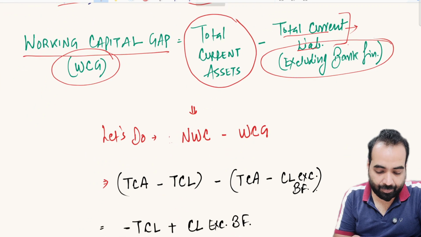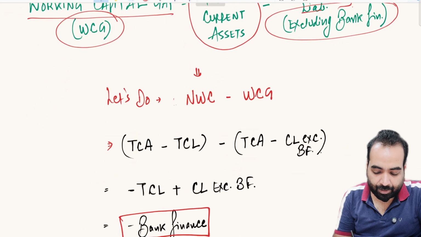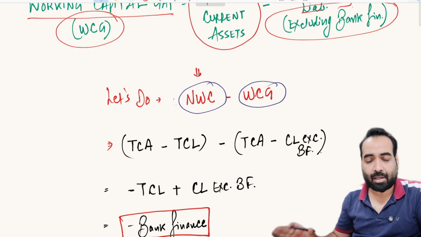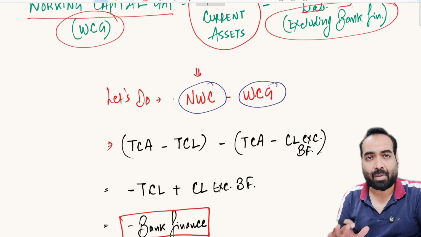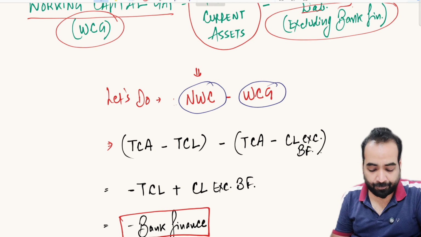Let us understand by this simple calculation. Let us deduct WCG from NWC. Please ignore the plus and minus signs at the end of the results. This is just a mathematical calculation. We only mean to understand the relation. What do we get if we deduct both these terms?